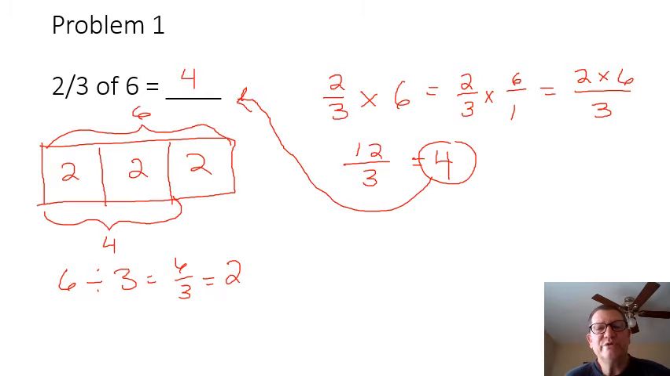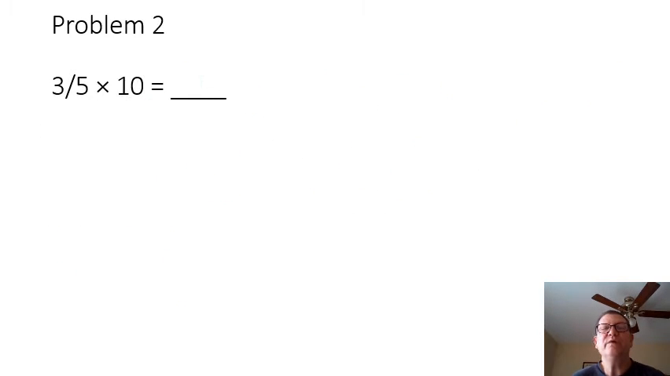All right, and let's see if this is reasonable. Now 2/3 is less than 1. So if I multiplied 6 by 1, I would get 6. But I multiplied by something less than 1. So I know my answer should be less than 6. My answer is 4. It's reasonable. All right, let's try to apply this new way to this problem.